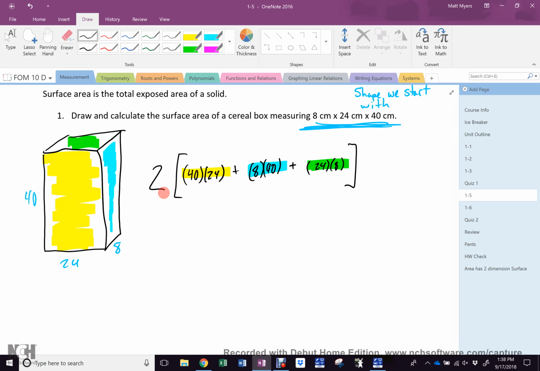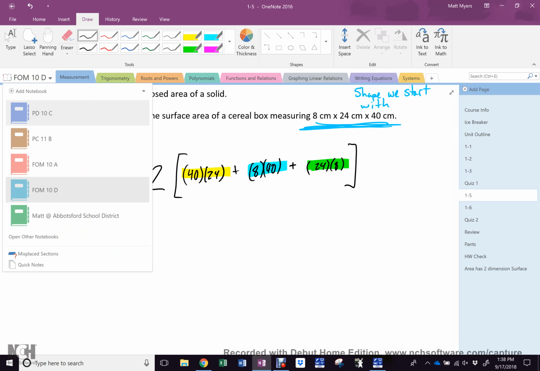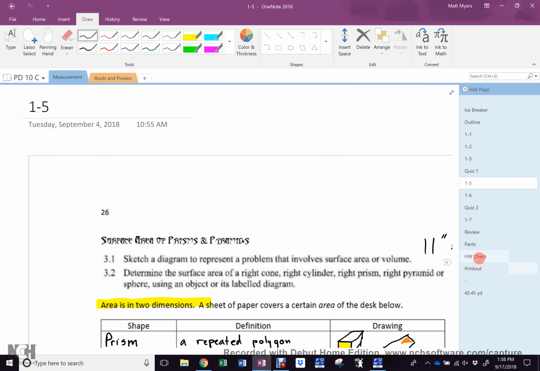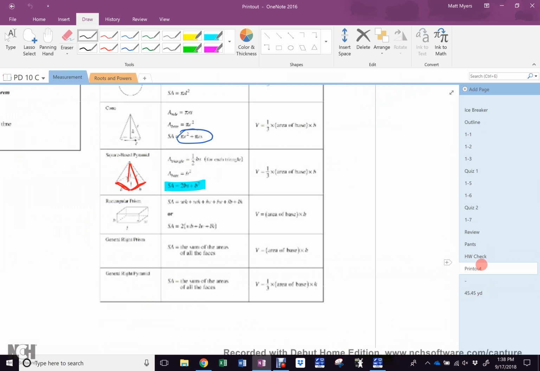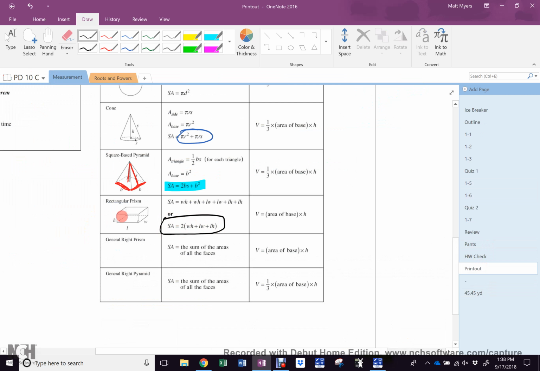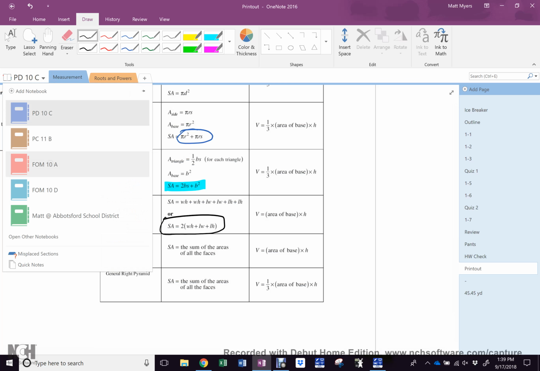If you look on your data sheet, you are given this formula and told where the H, L, and W are. Will H, L, and W change? As long as you turn the shape, it changes. So knowing the formula is no good if you don't understand that they are going to move around, which is why I show you this.